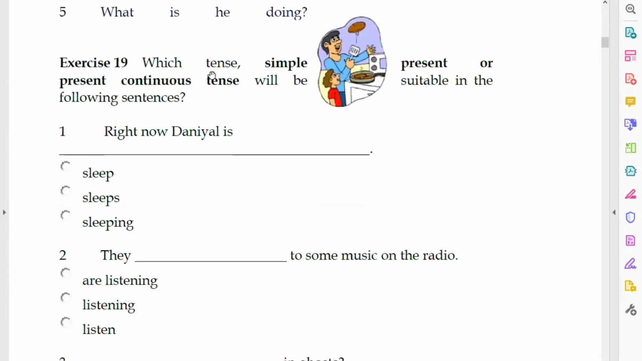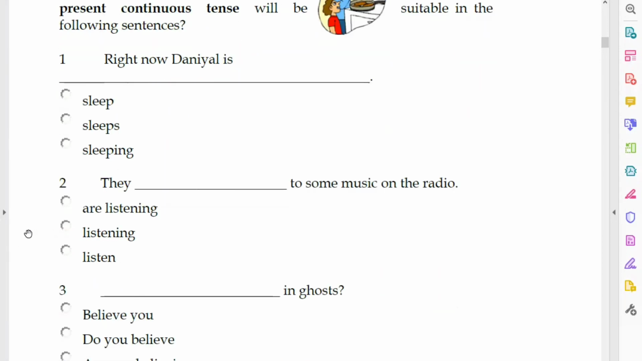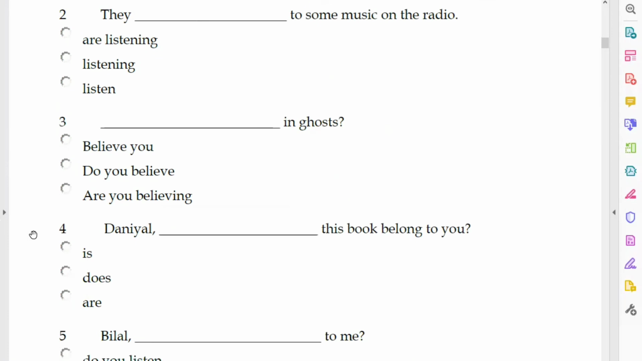Again, next exercise is which tense, simple present or present continuous tense, will be suitable in the following sentences. Right now, Daniel is sleeping, right? They are listening to some music on the radio. Do you believe in ghosts? Or are you believing in ghosts? So the correct option is, are you believing in ghosts?